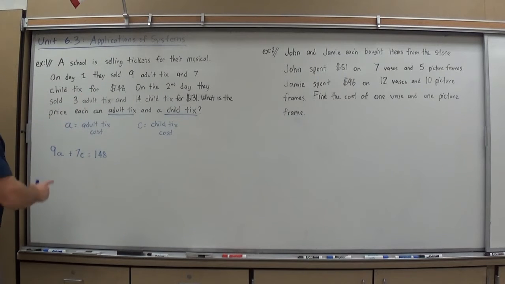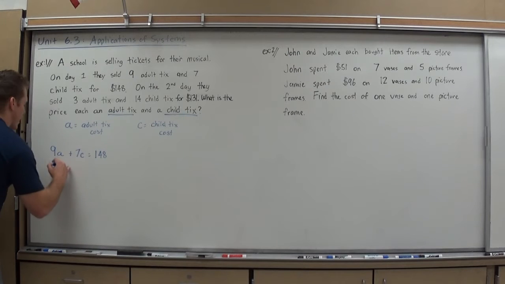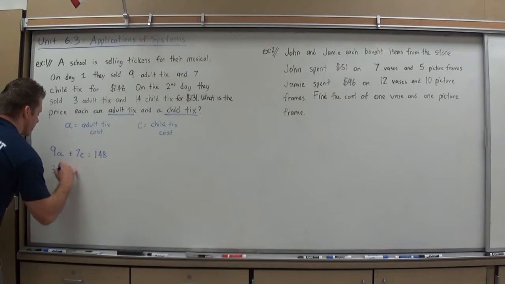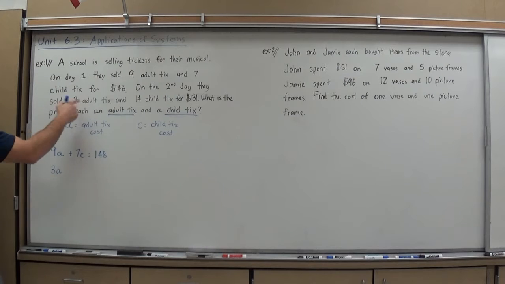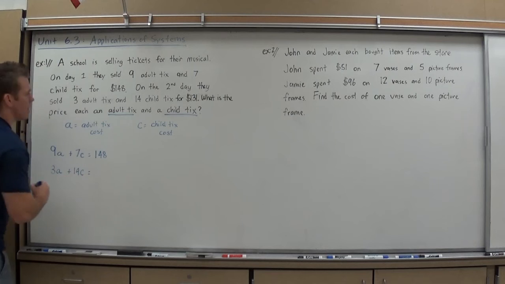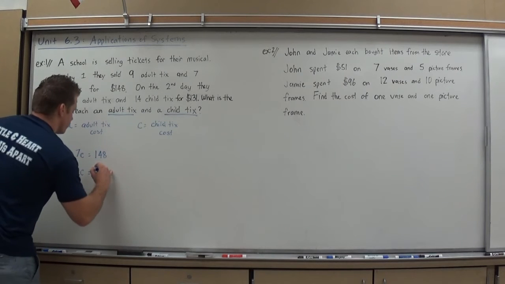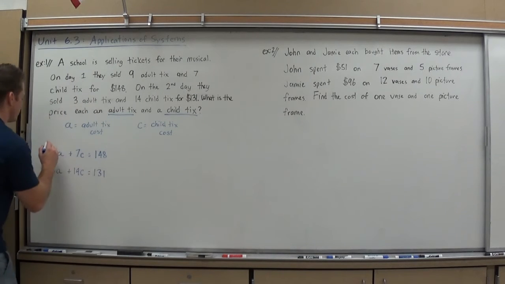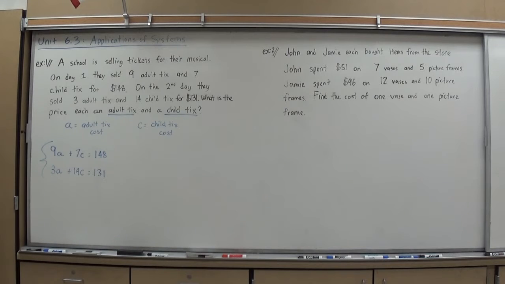On the second day, they sold 3 adult tickets, 14 child tickets for $131. So that gives me a second equation for a second situation. 3 times A again for 3 adult tickets, and 14C for the 14 child tickets. I'm going to set that equal to $131, which is what they brought in for that. And just like that, I've created my system.